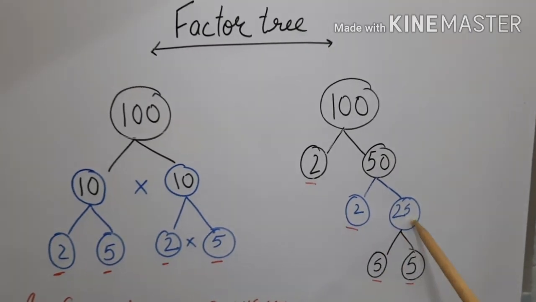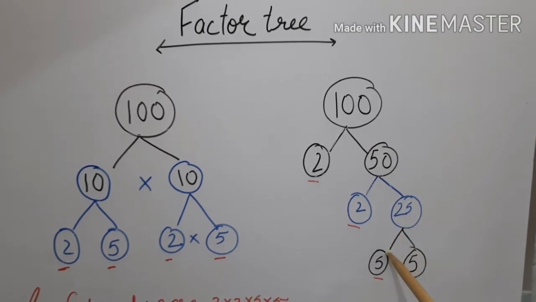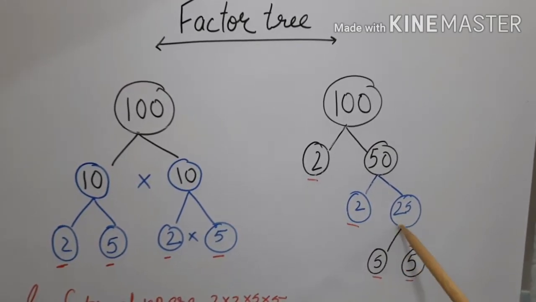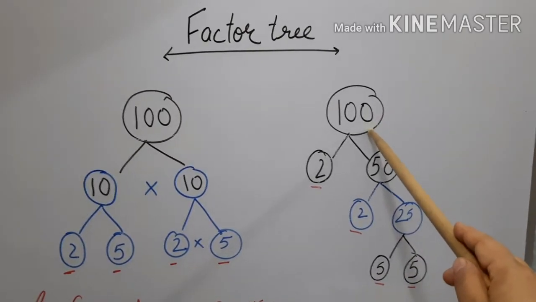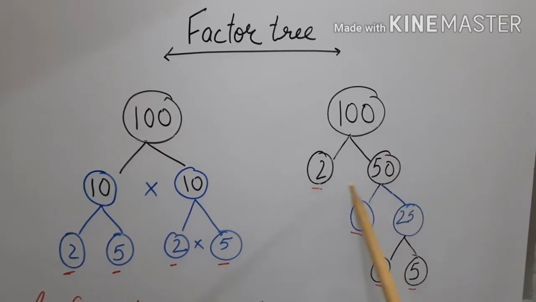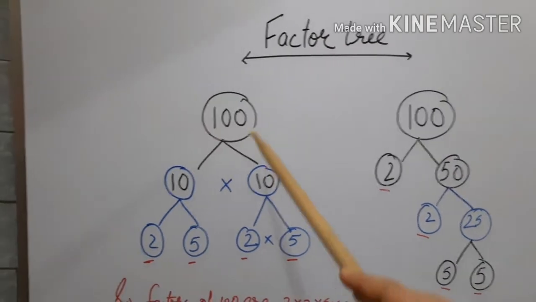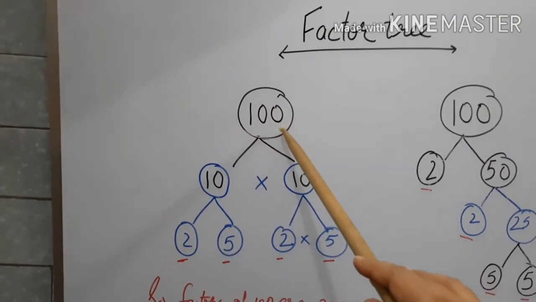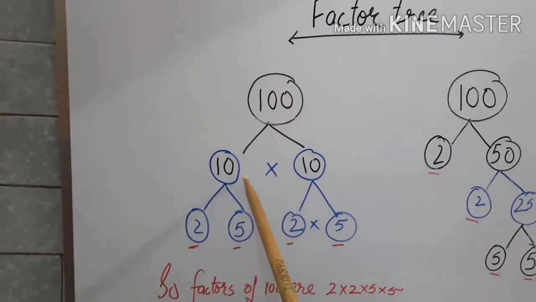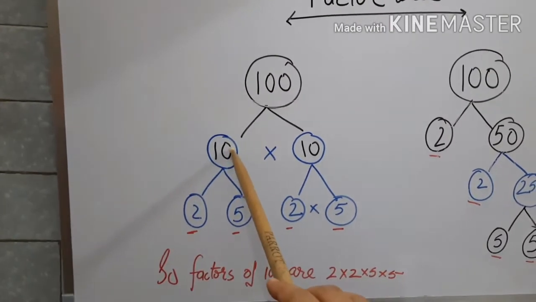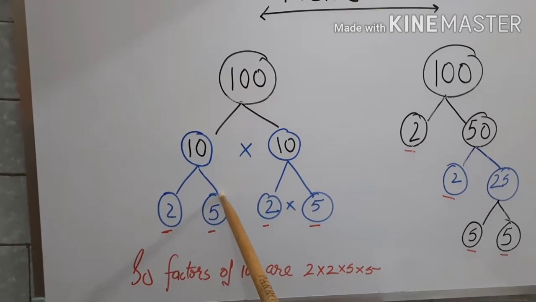It is 2 into 25. Again 2 is prime, so 25 is considered as our new number and its factors are 5 multiplied by 5. So the prime factors of 100 are 2, 2, 5 and 5. One can also do this by using another method. If you know 10 multiplied by 10 is 100, and 10 is not a prime number, it is a composite number, so we make it into factors of prime numbers.